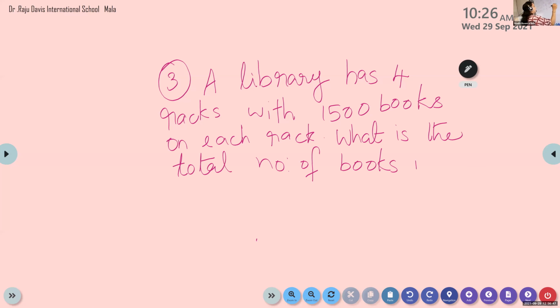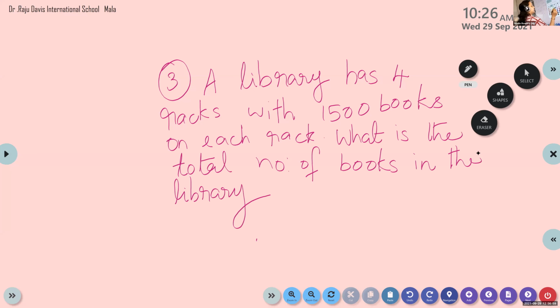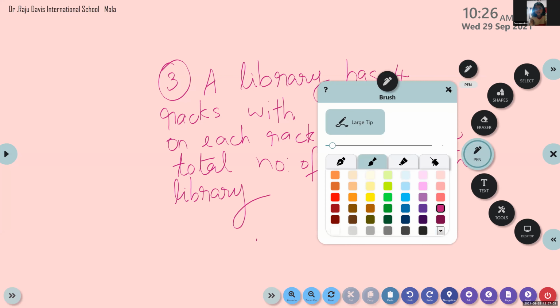Children, no need to write this question now. Tell me the first step. Yes, Andrea. Ma'am, I'm writing. What will be the first step? Look at the question and tell me. Number of racks, we have 4 racks. Then we have books on each rack. So first what you'll write? Number of racks. Very good. Number of racks, that is 4.